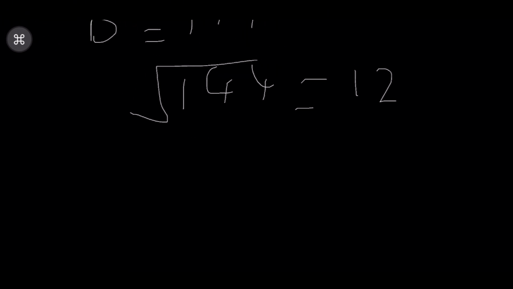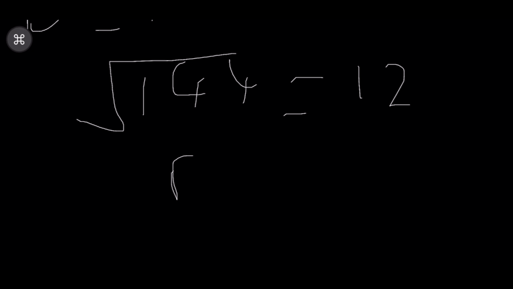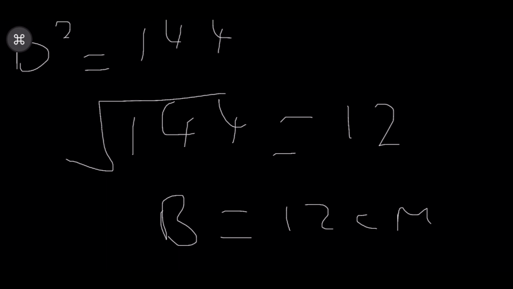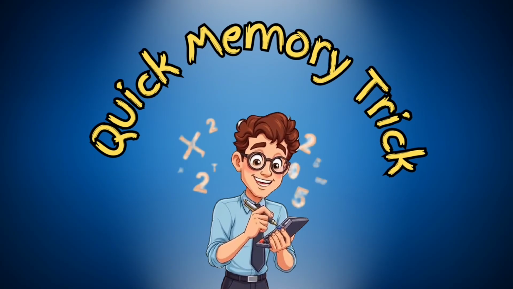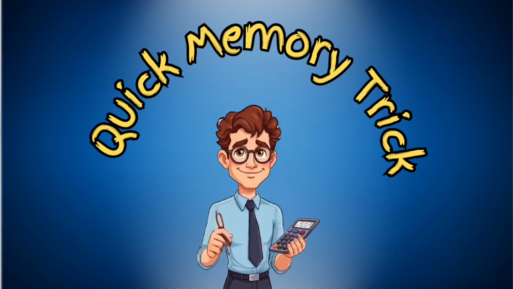This type of question comes up constantly in both foundation and higher papers. If you can rearrange this formula confidently, you'll already be ahead of most students. Shorter sides? Think hypotenuse minus. Start with c squared and subtract the square you already know.